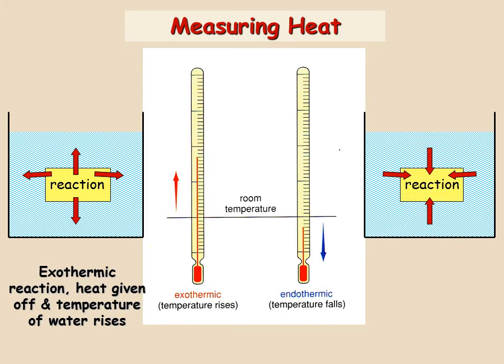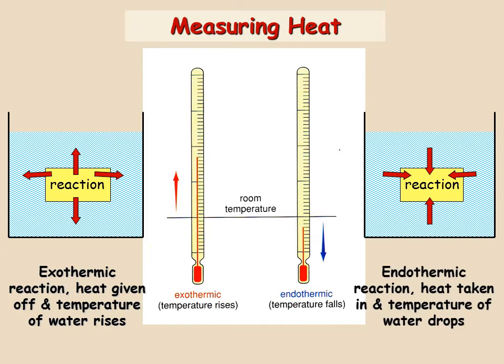And on the other side you can see the heat energy is being transferred from surroundings to the system, that is to the reaction mixture. So heat energy is being absorbed or taken in by the system or reaction mixture. That's why the temperature falls in the blue thermometer, right? Such reactions are called endothermic, in which heat is taken in and the temperature of water drops. Understood, children?